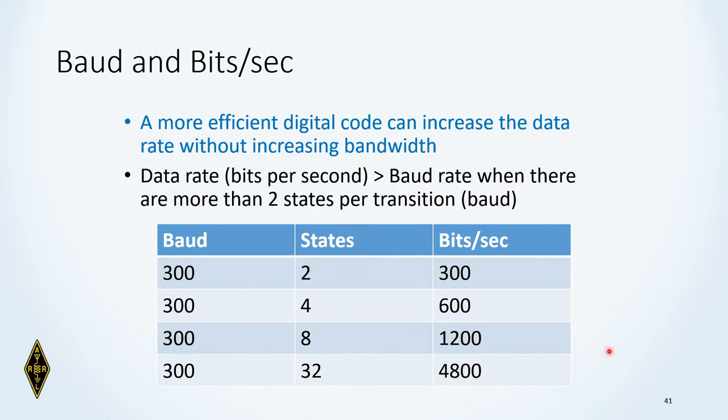Now, here's another explanation and a pool question. A more efficient digital code can increase the data rate without increasing the bandwidth. So what we have here is we start out with a baud rate of 300. And if we've got 2 states, just binary ones or zeros, that's all we can send, we're going to have bits per second coming out to 300. However, if we can represent 4 states, like different number of fingers or phase shifts or levels, we can increase that bit rate to 600 bits per second.